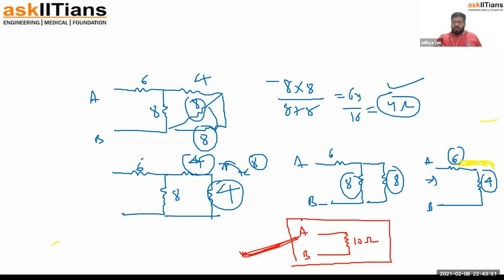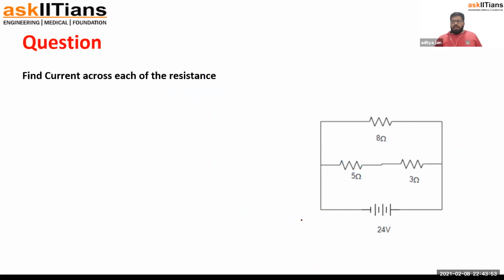Okay, I think now we are sorted. Now the next question: find the current across each of the resistances. Now we have to find the current. What is given? Potential is given, resistance is given. Suppose this is the symbol of a battery. This is the positive and this is the negative terminal. The bigger or larger line represents the positive and the smaller represents the negative terminal. And I already told you current starts from positive.